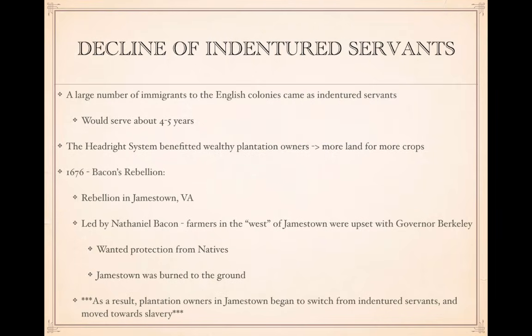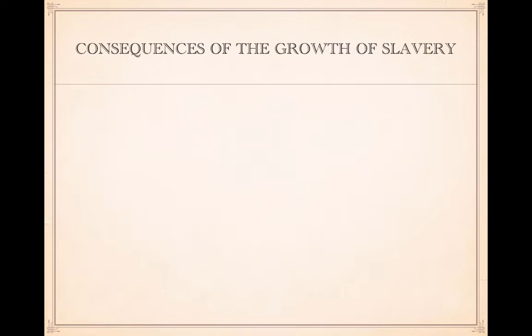Now, it's very important to know, if you're writing an essay about slavery, here is the detail you need to include. As a result of this, plantation owners in Jamestown, really the Chesapeake, began to switch from indentured servants and moved towards slavery, because indentured servants eventually got their freedom and would become restless without land. So they moved to a more permanent forced labor source of slavery. If you're writing an essay about slavery, that's a very important topic to explain the growth of slavery in colonial America. Now, what are some of the consequences of the growth of slavery?